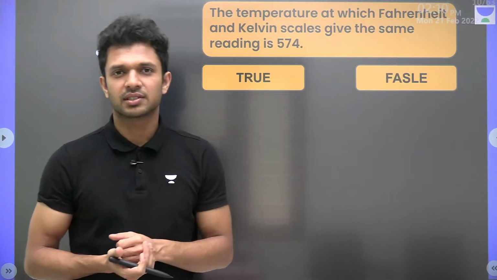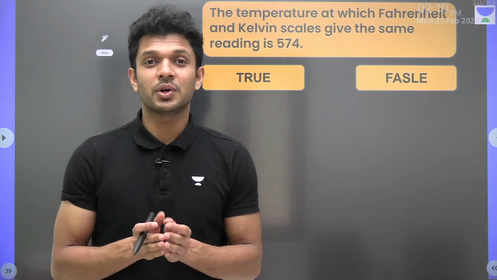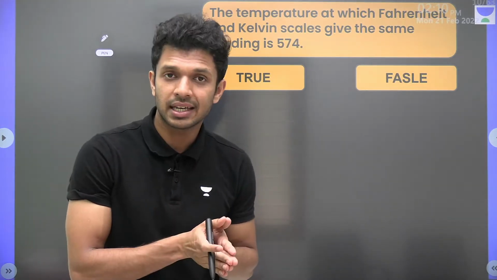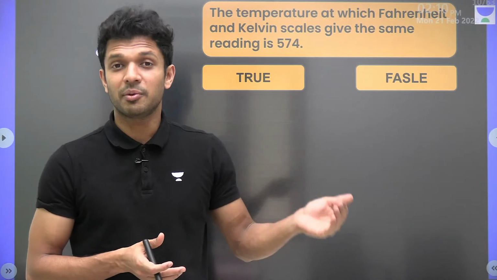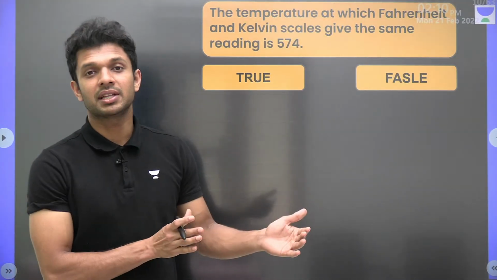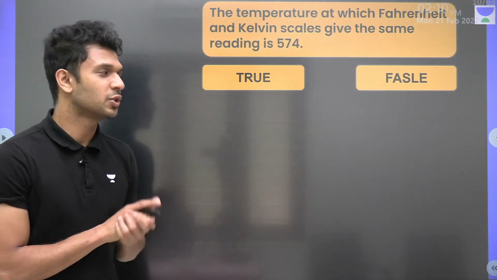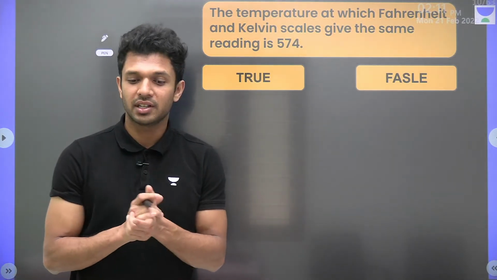How can we do this? We should be knowing that simple conversion rate from the Fahrenheit scale to Kelvin scale or vice versa. If you know that particular formula, we can make the connections there and simplify, and you will get the answer. Then you can comment whether it is true or false.